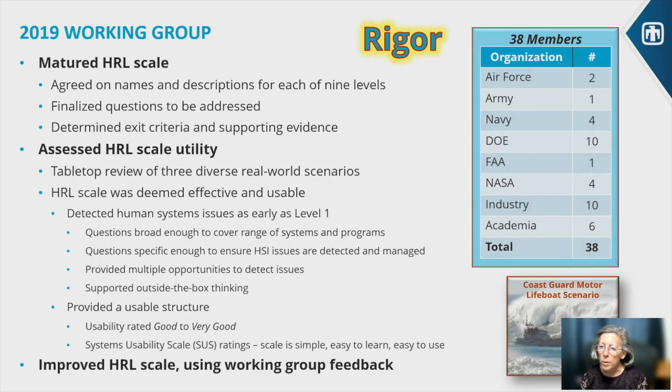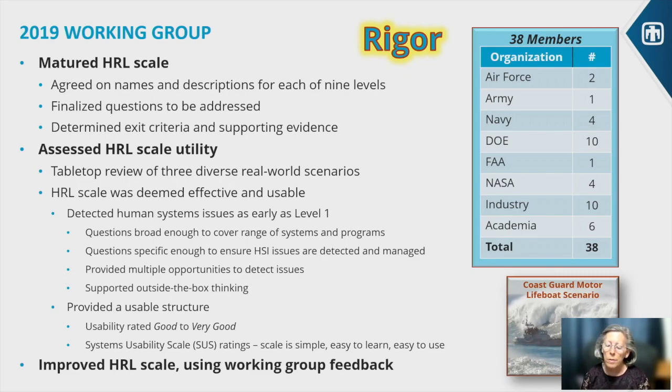So just to go into a little bit more detail on the 2019 working group, and again to emphasize the rigor that was involved in the process. There were 38 members involved in that working group that came from a variety of different organizations: Air Force, Army, Navy, Department of Energy. We had FAA representatives. We had NASA, quite a few folks from industry and academia. And there were two major activities that we were involved in, maturing the HRL scale.